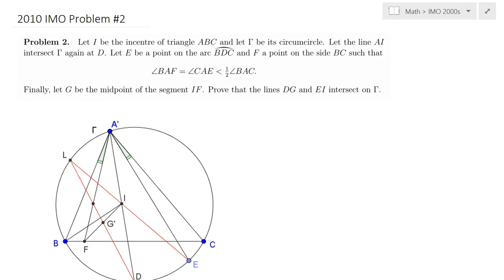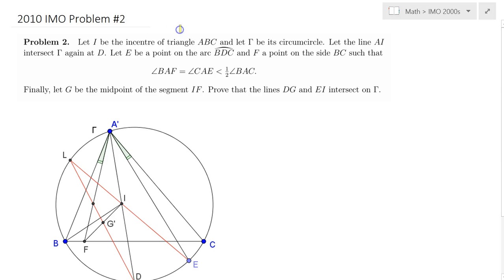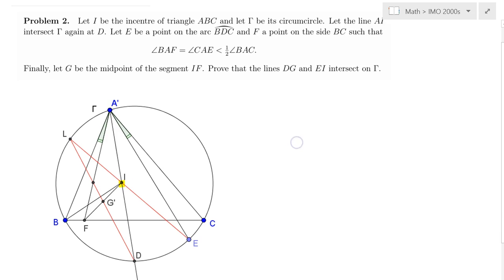Hello everybody, in this lecture we will be solving 2010 IMO problem number 2. Here is a view of this problem. Let I be the incenter of triangle ABC, and let me at the same time highlight those given points here. And let gamma be its circumcircle. So the circumcircle of triangle ABC, you can clearly see it here in this picture.